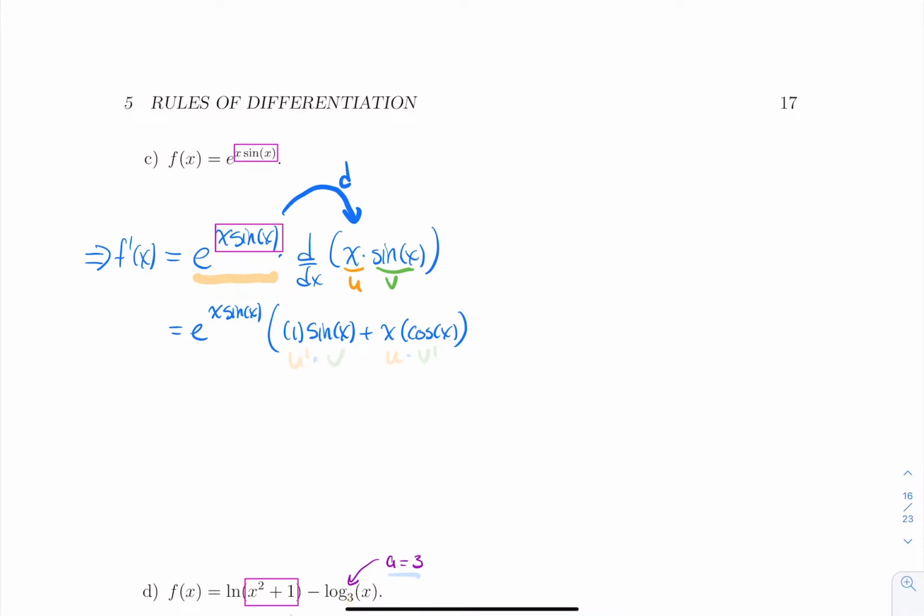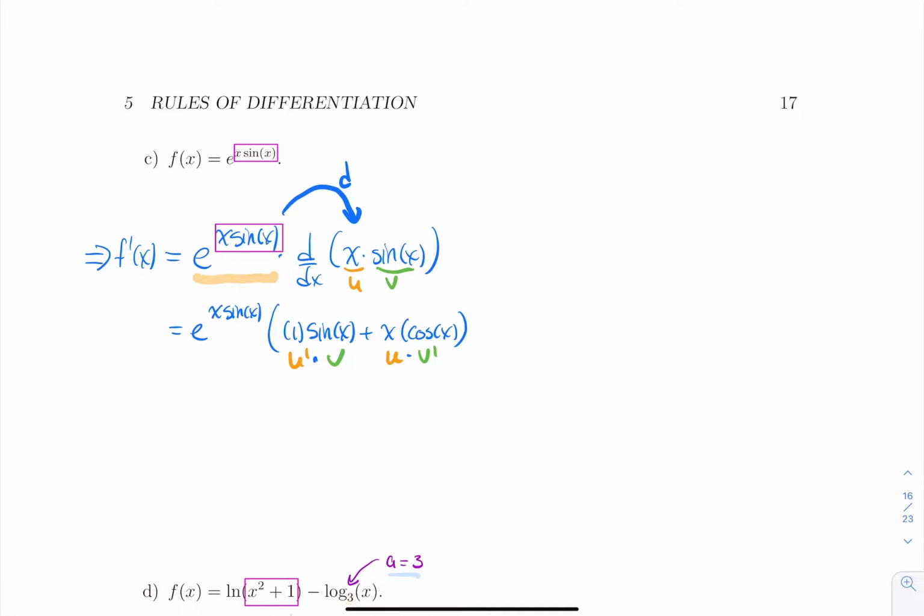So then when you apply the formula, you get u prime, derivative of x is just 1, times v, unchanged, plus u, which is x, times v prime, derivative of sine is cosine. So you get your final formula. The derivative of e to the power x sine x is e to the power x sine x, open the bracket, sine of x plus x cos of x, close the bracket. Okay, so you had to use a product rule.